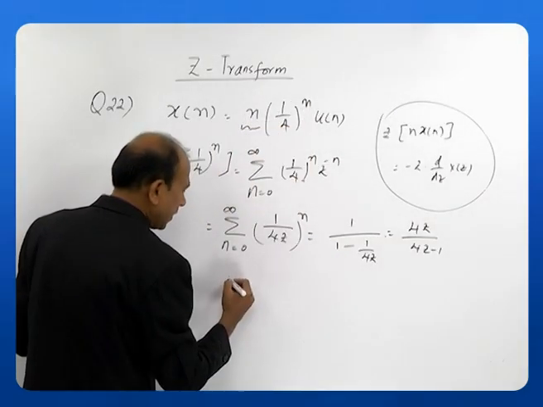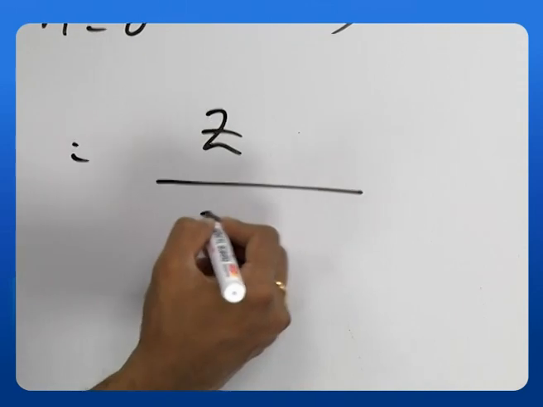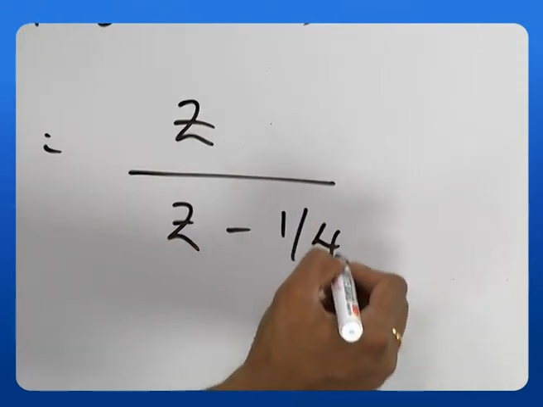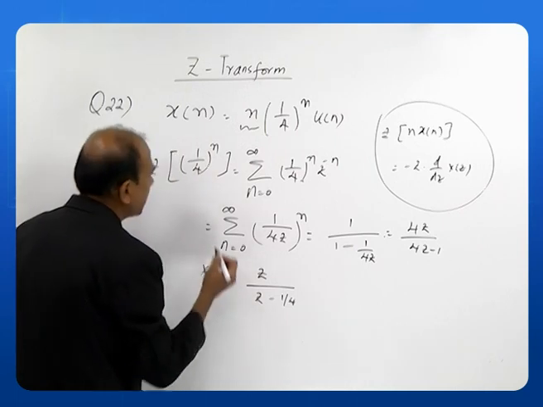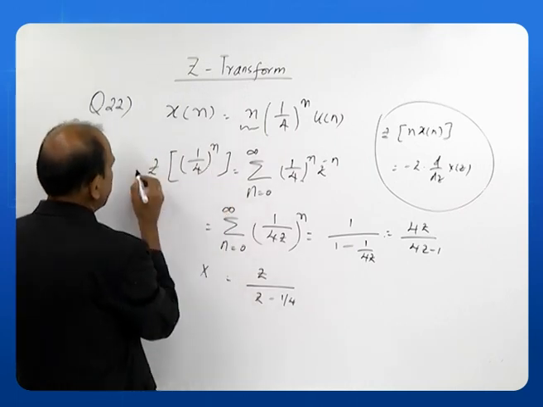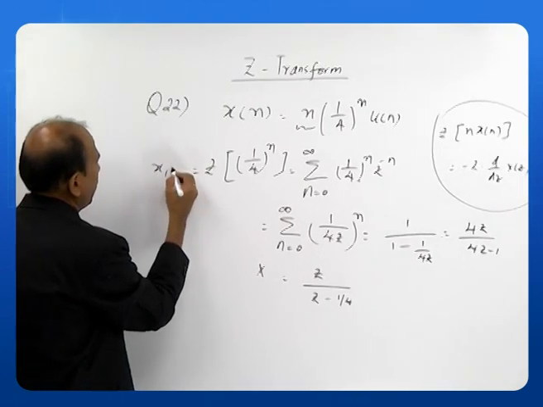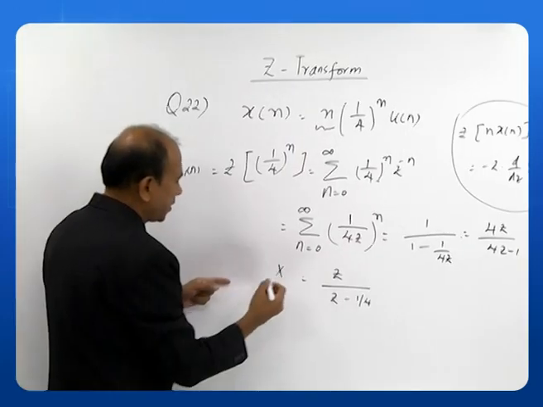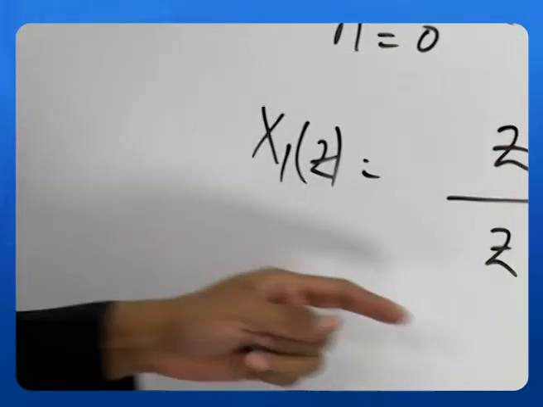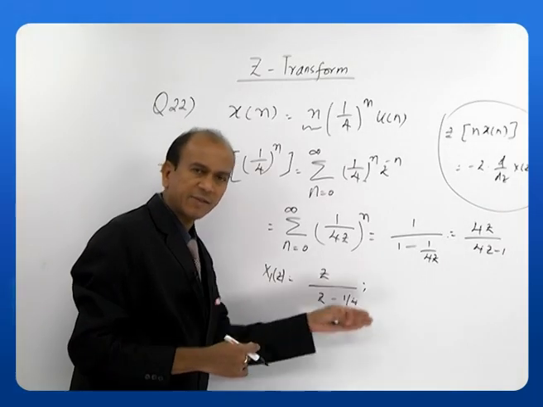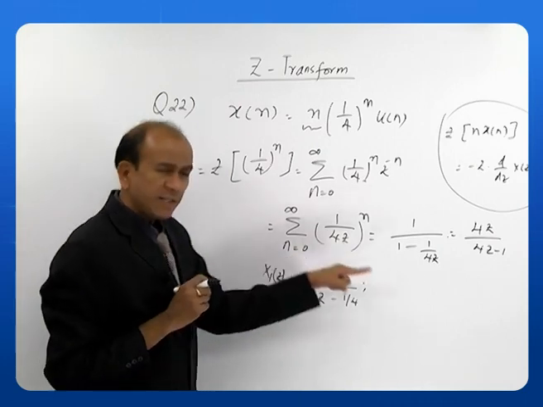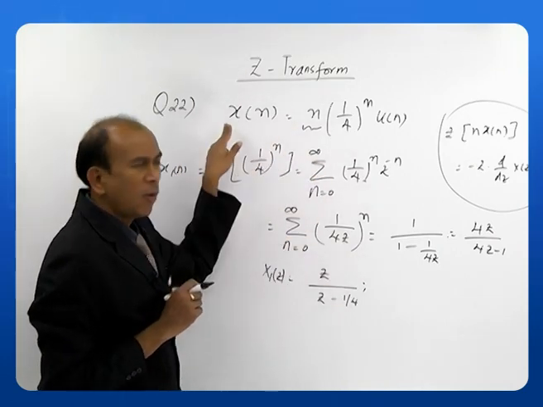So I can rewrite that as z by z minus 1 by 4. So this is my x of z for this. Let us call this x1 of n. So this will be x1 of z, z by z minus 1 by 4. What is the ROC for this? We will calculate ROC anyway: greater than 1 by 4. Now, given this, I have to calculate the whole x of z.